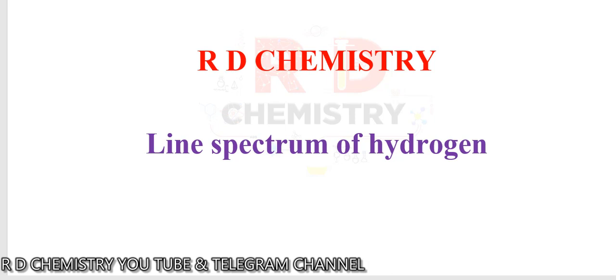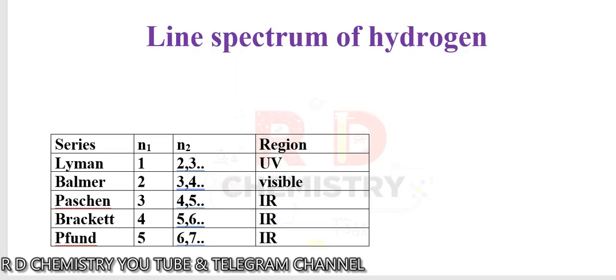Here we'll see the concept of line spectrum of hydrogen. You know that in the line spectrum of hydrogen, we have mainly 5 types of series: Lyman series, Balmer series, Paschen series, Brackett series, and Pfund series. Right? How to find out the wave number or the wavelength of these lines or these series?